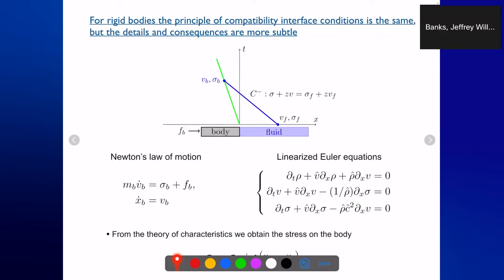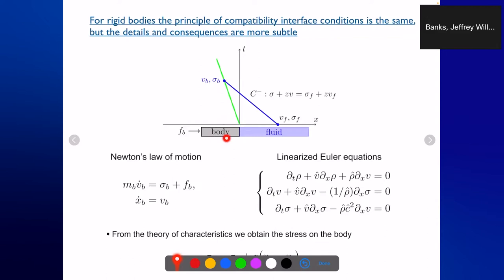But the basic idea is I'm going to ask, what is the velocity on the body and the stress on the body for the solution to this so-called Riemann problem? So now what do I have? I have sort of a body. In order to define the body, I've got a mass. It doesn't have a stress. There's no stress in this body. It's only got a velocity and acceleration. And then in the fluid, I've got a full set of states.